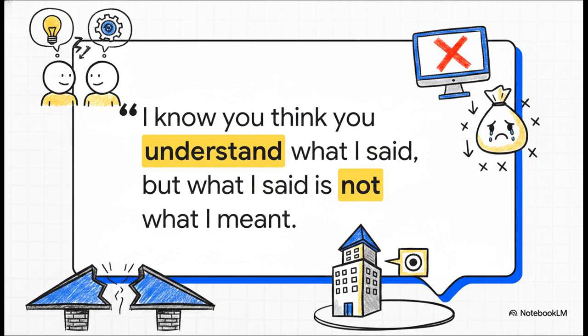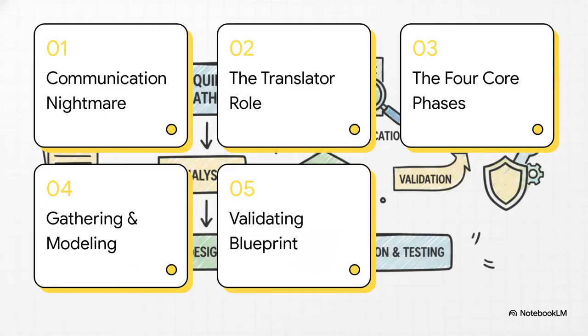Just imagine the absolute heartbreak and the financial loss of building this incredibly elegant, flawless system, only to realize it solves the completely wrong problem. It helps no one. So here's our roadmap for today. We're going to break down requirements engineering, which is basically the ultimate bridge between human needs and technical code. We'll hit the communication nightmare, the translator role, the 4 core phases, gathering and modeling, and finally, validating the blueprint. Let's get right into it.